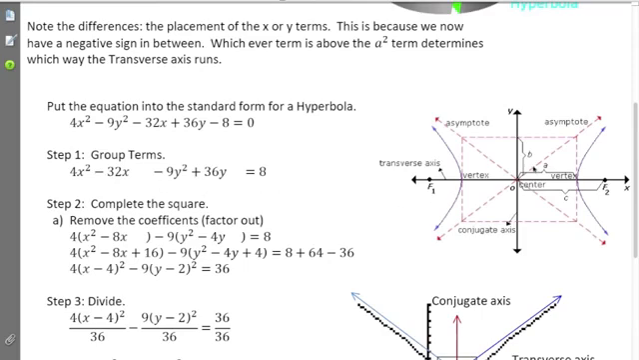Notice the diagram to the side. You can see the hyperbola is a lot different than what we've looked at in the past. It's actually fairly complicated in terms of what it looks like. Once you understand all the parts of it, it's not that big a deal.